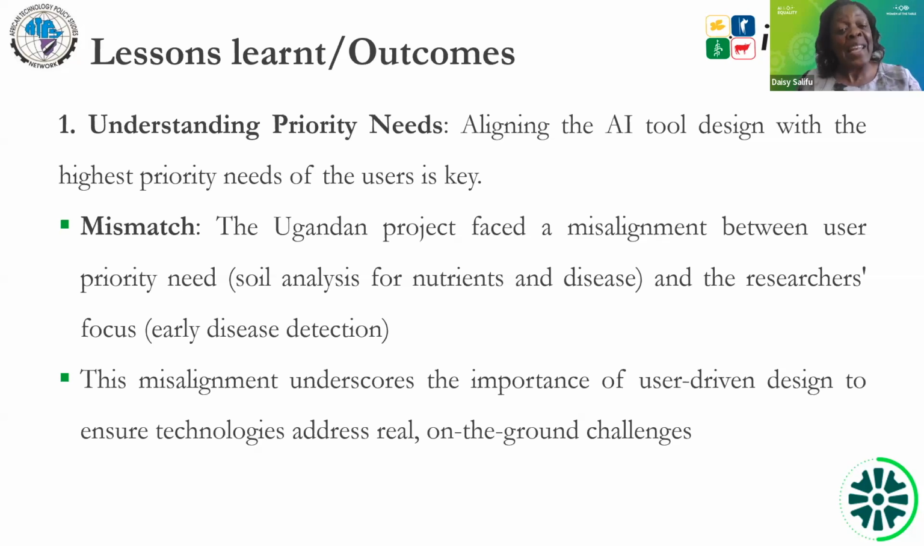And so when we had this community dialogue with the farmers, we noted that there was some misalignment between the user, the farmer. Their priority need was soil analysis for nutrients and disease, while the researcher focus was early disease detection. And that misalignment must be avoided at any cost, because it may lead to users feeling like we are not solving their problem. So this misalignment really underscores the importance of user-driven design to ensure technologies address real need on the ground. And so if we are to avoid mismatch, we involve the users right at the beginning of identifying the problem.